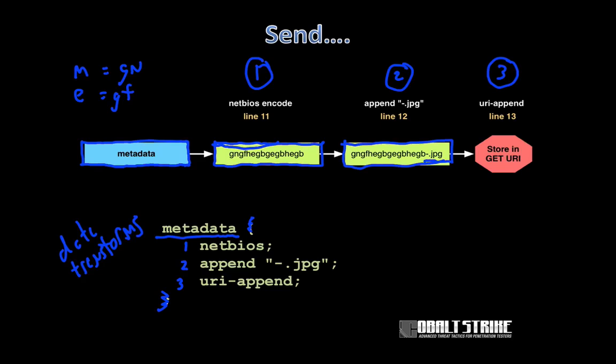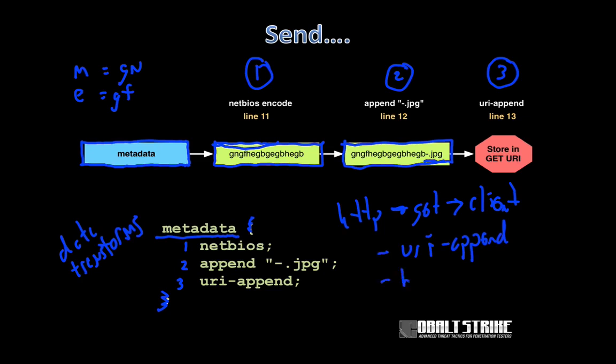And so different types of termination statements are available in different contexts. Here in a HTTP GET client block, we have the option of doing URI append to stick the resulting thing onto the end of the URL. We also have the option to stick the resulting thing into a header or a parameter. And if we're doing an HTTP POST to send our data back, we have the option of using print as a terminating statement as well. So again, a lot of flexibility.